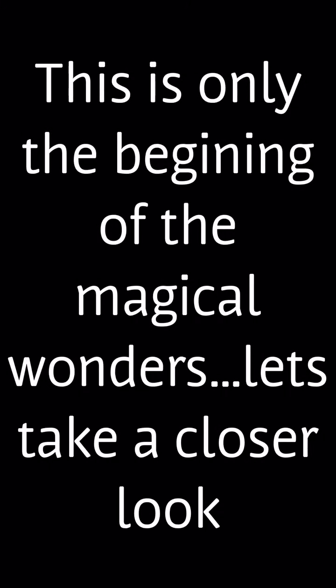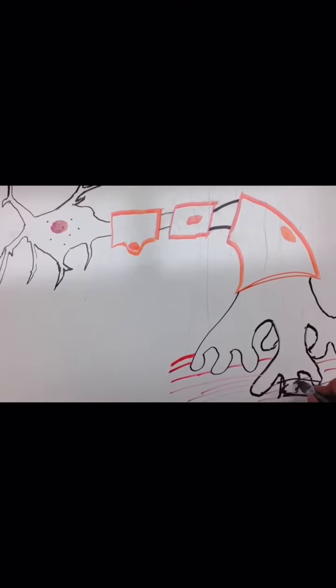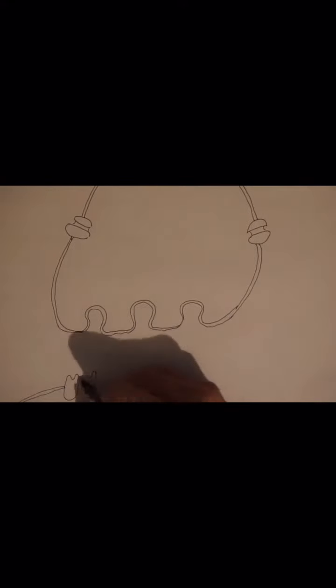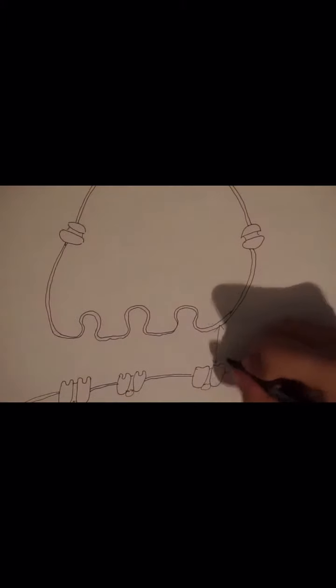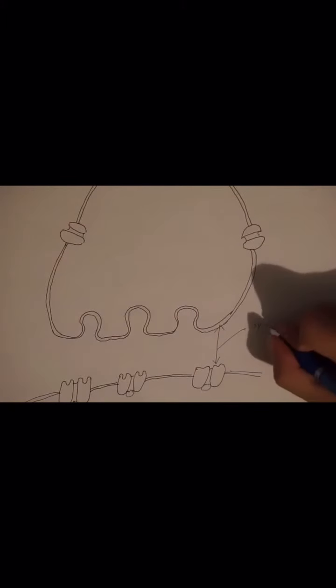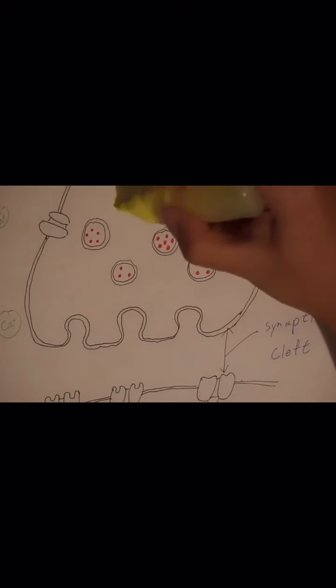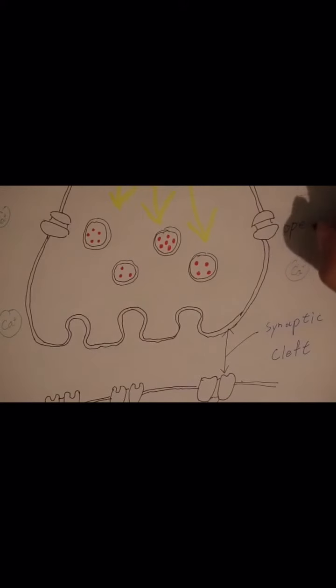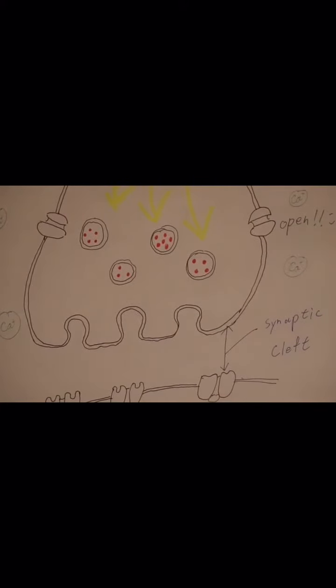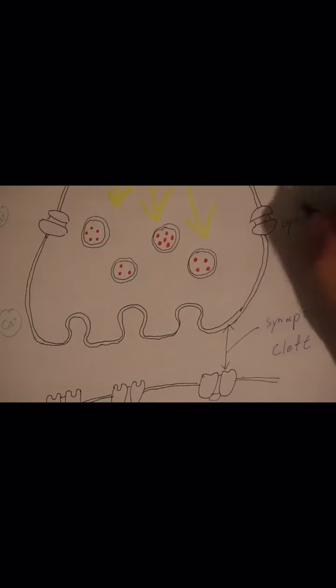But wait, there's more! When we enlarge this part, we can see that the axon terminal is not actually connected to the muscle cell. There is a gap between them, and it is called the synaptic cleft. When the signal reaches the axon terminal, the calcium channels open and the calcium ions enter the axon terminal through the channels.